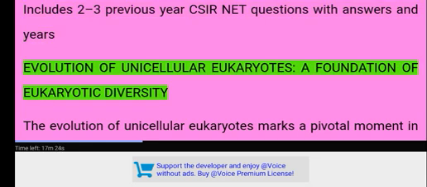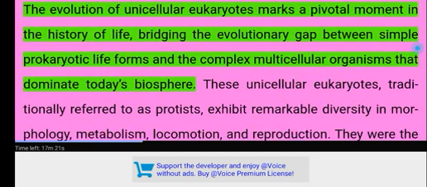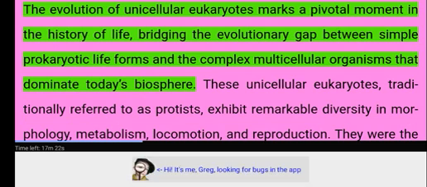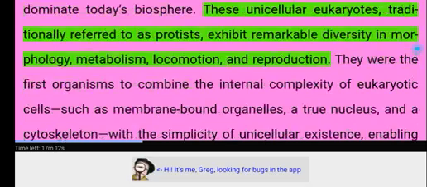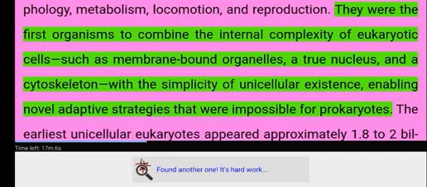Evolution of unicellular eukaryotes, a foundation of eukaryotic diversity. The evolution of unicellular eukaryotes marks a pivotal moment in the history of life, bridging the evolutionary gap between simple prokaryotic life forms and the complex multicellular organisms that dominate today's biosphere. These unicellular eukaryotes, traditionally referred to as protists, exhibit remarkable diversity in morphology, metabolism, locomotion, and reproduction. They were the first organisms to combine the internal complexity of eukaryotic cells, such as membrane-bound organelles, a true nucleus, and a cytoskeleton, with the simplicity of unicellular existence, enabling novel adaptive strategies that were impossible for prokaryotes.